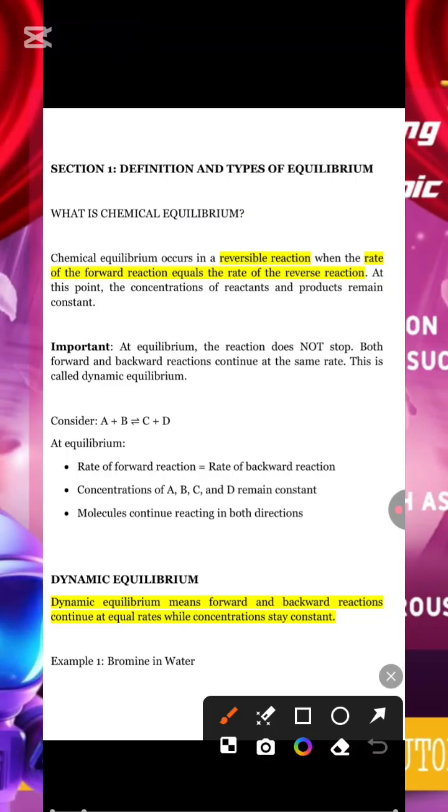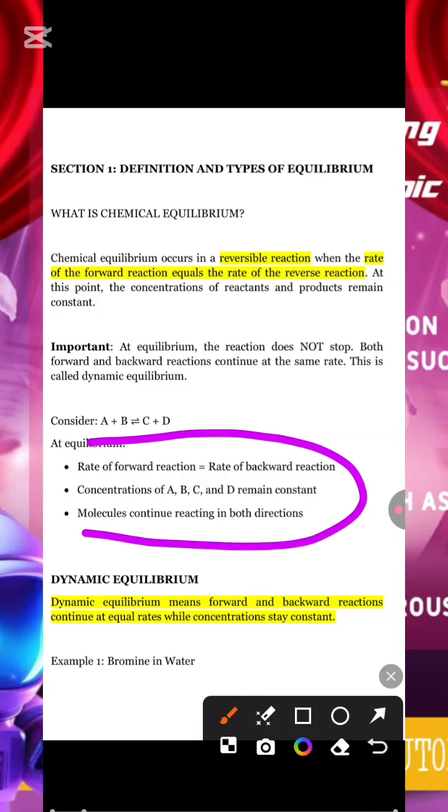Now, what are the things that must be in place for me to say this particular reacting system is at equilibrium? These are the things I have highlighted right here. Number one, the rate of the forward reaction must be equal to the rate of the backward reaction. And number two, the concentrations of the reactants and products must remain constant. Take note, I did not say they must be the same. I say they must remain constant.